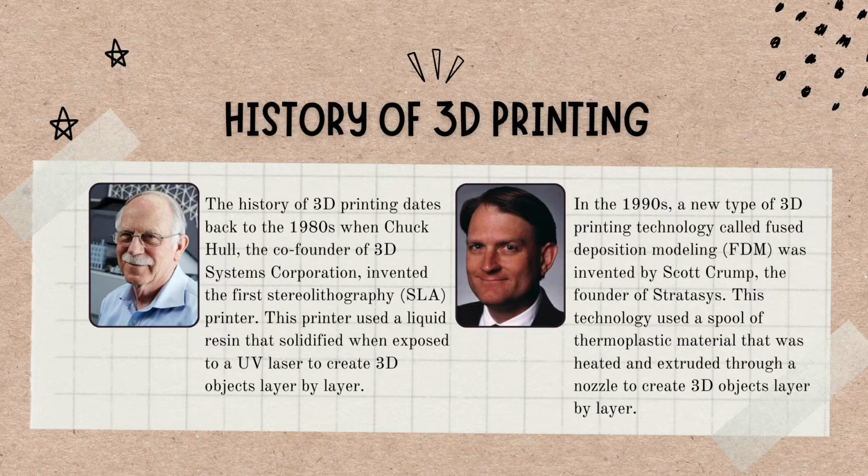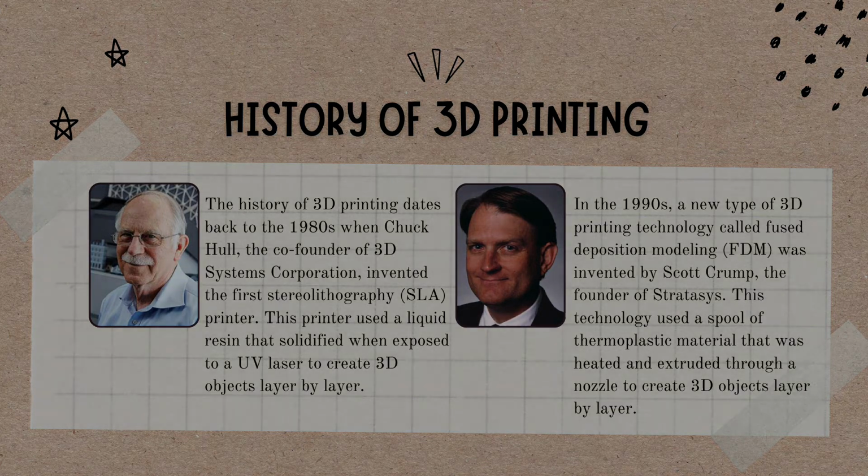This printer used a liquid resin that solidified when exposed to a UV laser to create 3D objects layer by layer. In the 1990s, a new type of 3D printing technology called fused deposition modeling or FDM was invented by Scott Crump, the founder of Stratasys. This technology used a spool of thermoplastic material that was heated and extruded through a nozzle to create 3D objects layer by layer.